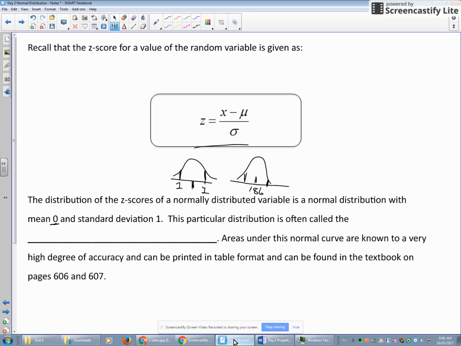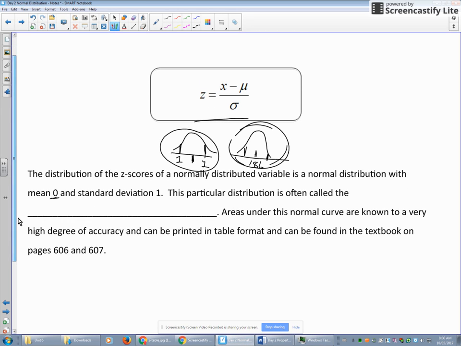And the more you work with it, the more you'll understand. But the concept is that we're basically superimposing whatever question we're looking at onto a standard Z-score table. And it's almost like calculating a percent. So this particular distribution is often called the standard normal distribution. And as I said, once we start doing some questions, I think it'll make a lot more sense to you. Areas under this normal curve are known to a very high degree of accuracy and can be printed in table format and can be found in the textbook, pages 606 and 607.